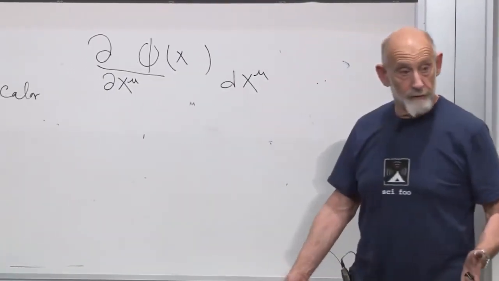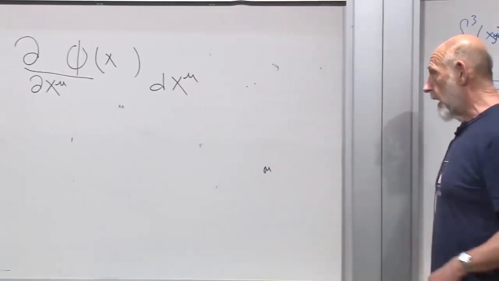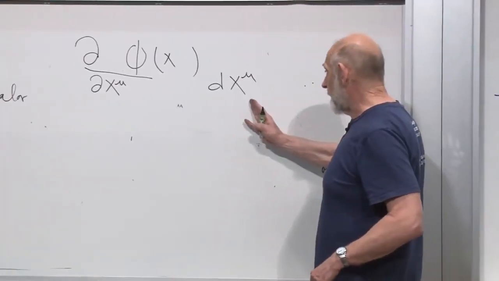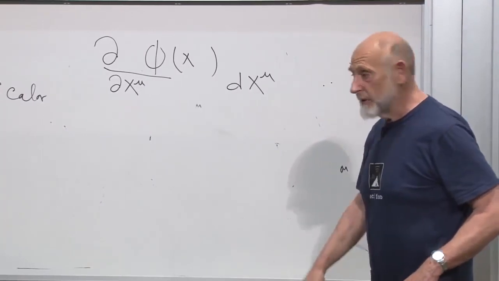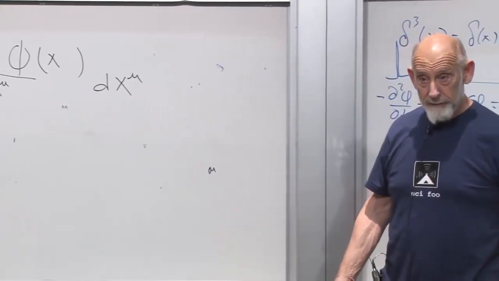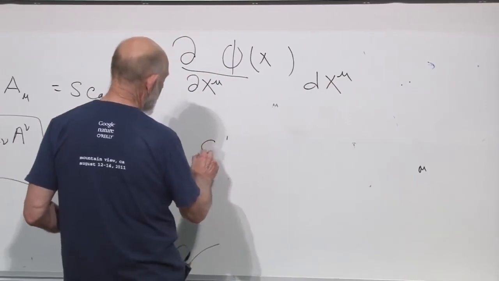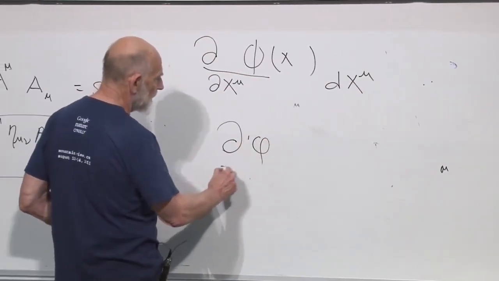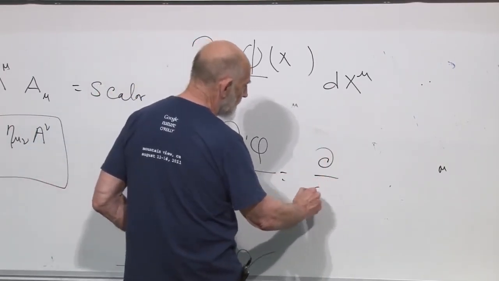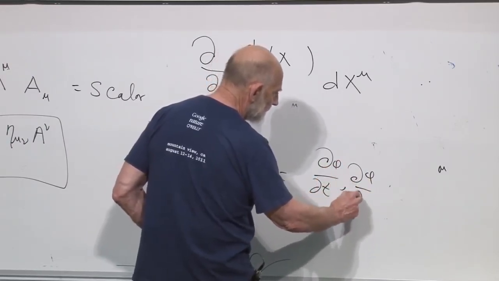dx itself is clearly a 4 vector. It was the basic 4 vector that we started with. Small displacements. This is a 4 vector, and the whole thing is a scalar. What does it tell you about this? It tells you it's a 4 vector. The derivative of phi with respect to coordinate is a complex of 4 quantities. It stands for derivative of phi with respect to t, derivative of phi with respect to x, and so forth.